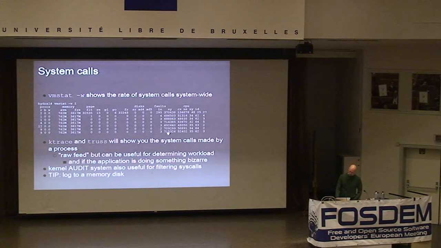And the first line is an overall average since the system booted, and then subsequent lines are instantaneous values over the previous second. And this shows us that this workload was performing 700,000 syscalls per second. Even on a large SMP system, this is a lot of syscalls. So in this case, if you saw this, this should raise a red flag and point to a problem.